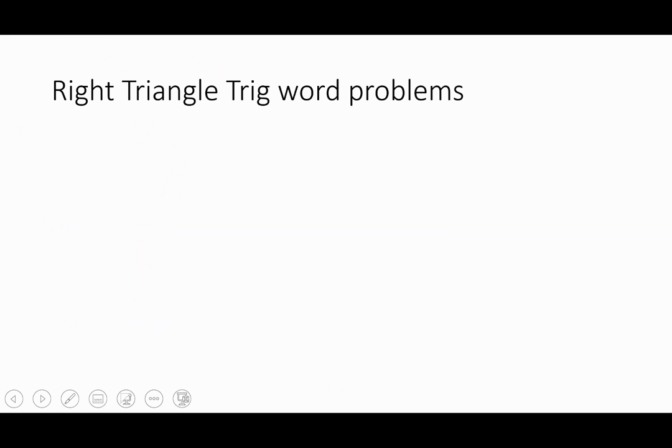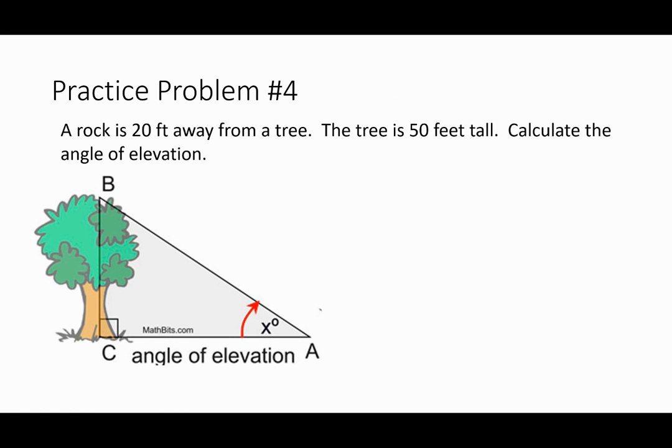All right, so we're going to look at right triangle trig word problems. In here we have a rock, and it's 20 feet away from the tree. Now, when it just says the tree, it doesn't say the top of the tree. It would have to specify if it were the top of the tree. So down here, this line length is 20 feet, and the tree is 50 feet tall.